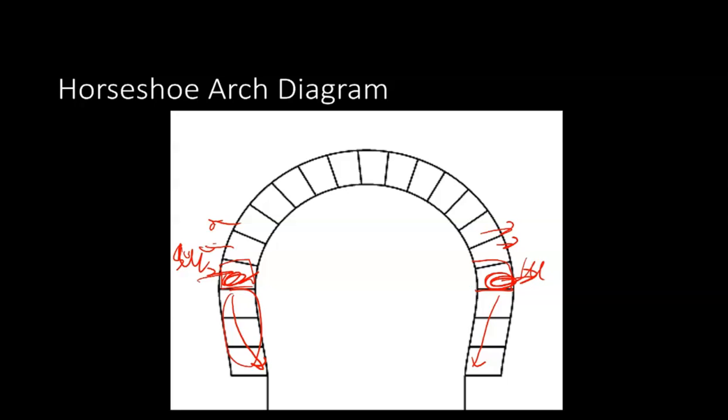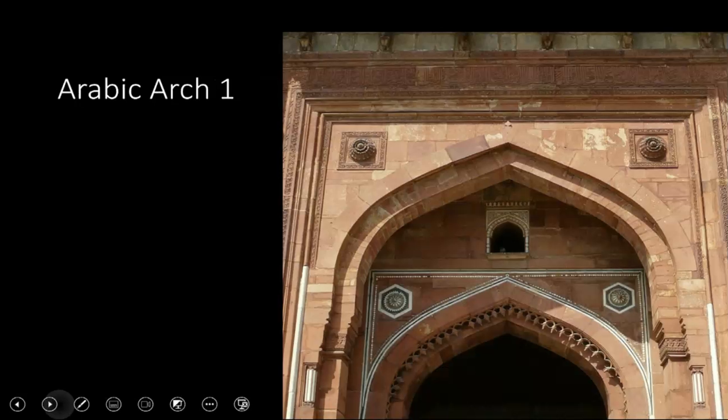So that would probably be the main weakness of the horseshoe arch diagram. Okay, so this is an Arabic arch, and you'll notice it's going to be very similar to the pointed arch. But with a lot of the Arabic arches, a little difficult to see in this one, it'll almost be like a combination of the pointed arch with the horseshoe arch.